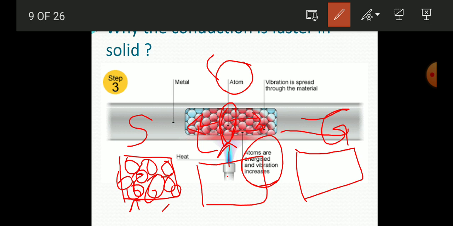Whereas in case of liquid, the atoms are somewhat far from each other, not very far, but a little bit far. So the transfer is a little bit slower. But in case of gases, you know that the molecules are very far from each other, so the transfer of heat is taking some time. So transfer of heat is faster in case of solids because its atoms are compactly arranged.